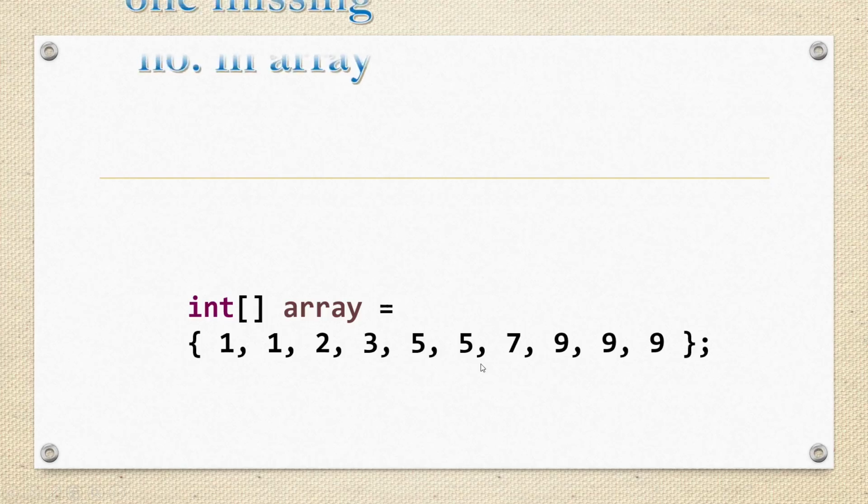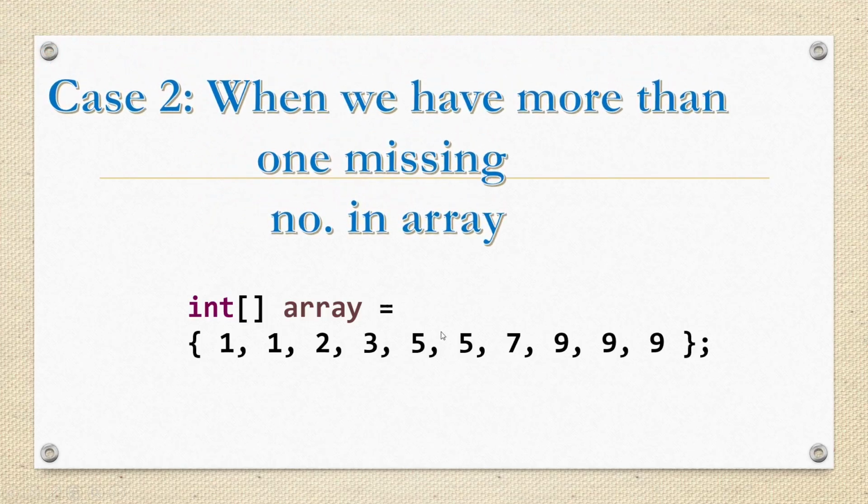Now moving to case 2, where we have multiple missing numbers in the given array. Here is the example: 1 1 2 2 3, 4 is missing here, 6 is missing here, 8 is missing here. In this case we have a lot of duplicates and a lot of missing numbers. So what can be the best solution to solve this?